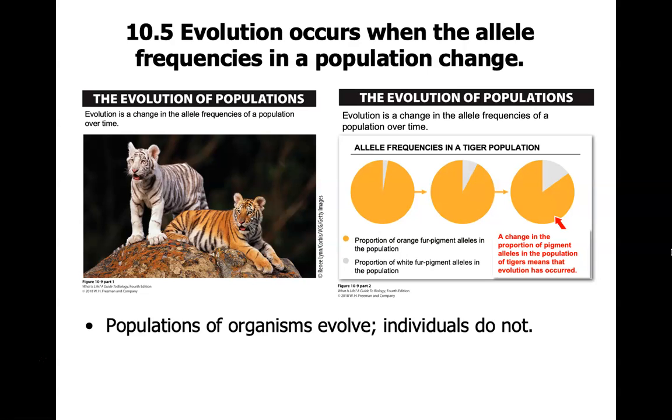Now keep in mind, a few minutes ago I said that populations evolve, individuals do not. Those white tigers, nothing changed about those white tigers, but you changed the composition of the population. So you have increased the frequency of the white allele in that population.